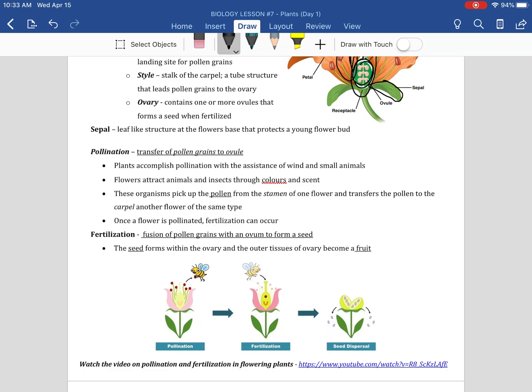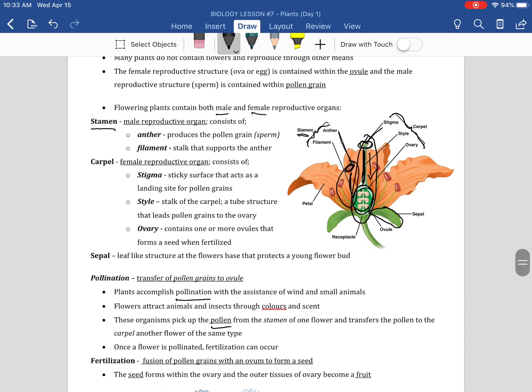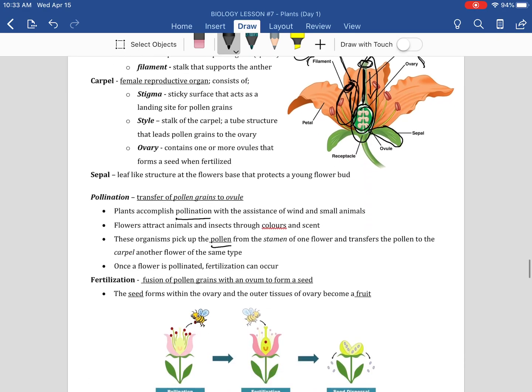Pollination is, as a definition, the transfer of pollen grains to the ovule. Plants accomplish pollination with the assistance of wind and small animals that get pollen stuck to their fur when the animals walk by. Flowers attract animals and insects through their bright colors and scent. These organisms pick up the pollen from the stamen, which is found up here. The insects pick that up and transfer the pollen to the carpel, which is the female reproductive organ of another flower of the same type.